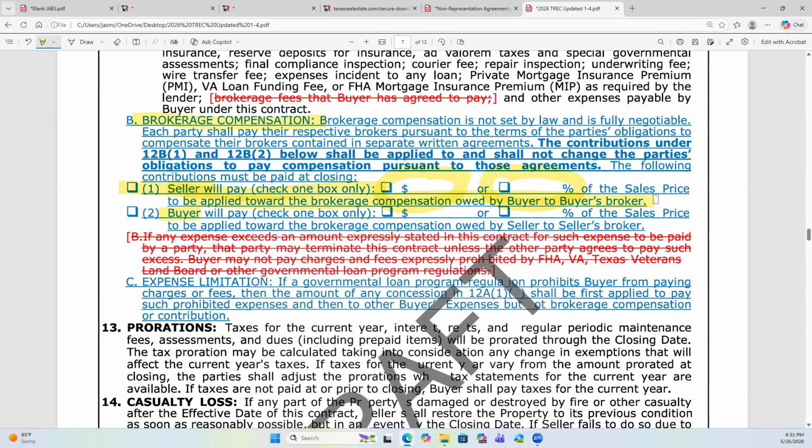All realtor compensations are negotiable. Read the next line. The buyer can now add money towards the listing agent's compensation. Wow. Anybody can pay anybody. As long as both agents get paid, I think everybody's going to be fine. We don't care where the money's really coming from, right? As long as everybody gets paid, we're good.